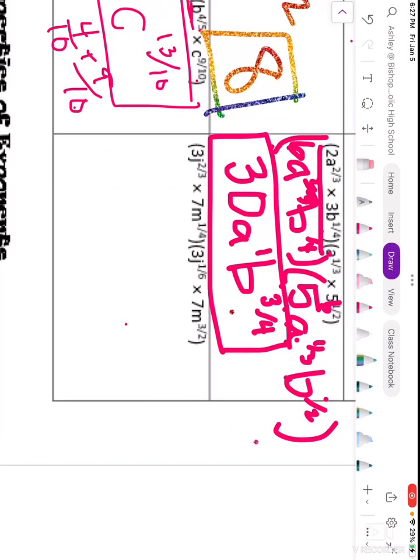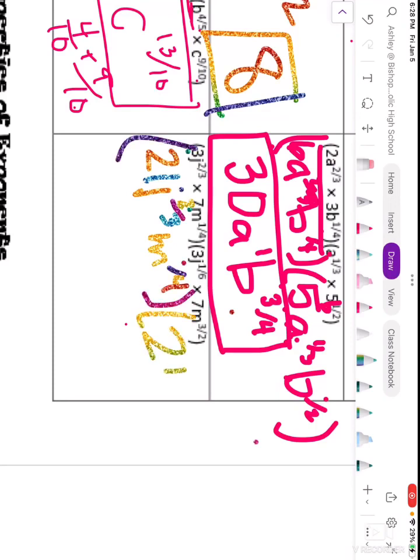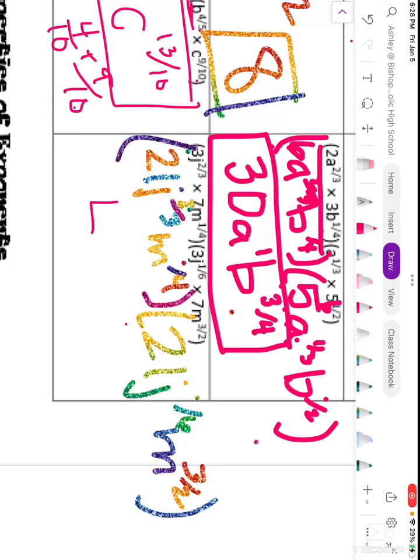This is like the one above it, so first we'll take 3 times 7, which is 21. J and m can't combine, so j to the 2/3, m to the 1/4. 3 times 7 is 21. J and m can't combine, so j to the 1/6, m to the 3/2. Now we're going to multiply these two together. 21 times 21 is 441.